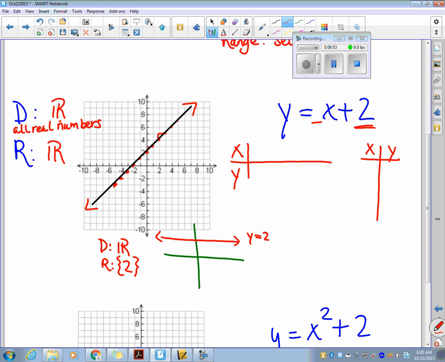So if we had another little picture that we wanted to take a look at, and this one was this way, at x equals 3, the domain would be 3. And it's only 3. And what would the range be? All real numbers.